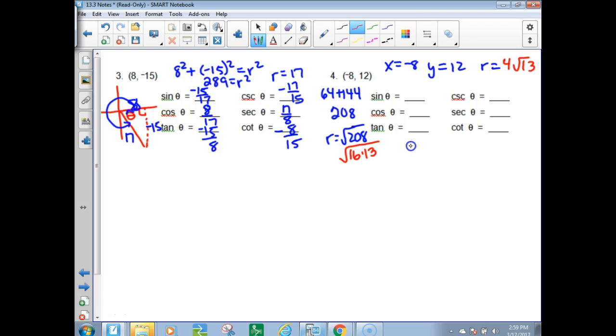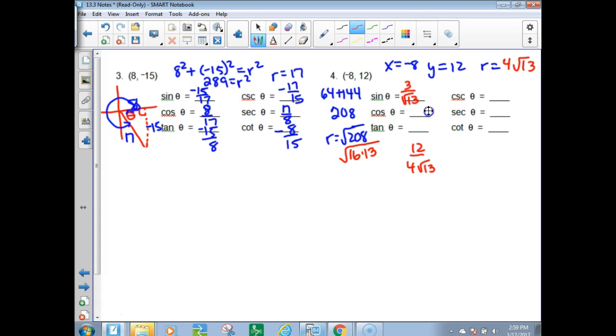All right, now, before you write anything in these blanks, let's do the sine below here to give you a little bit of an idea of how to simplify it. There's a bunch of room down here on that side of your paper. All right, sine is y over r, so that would have been 12 over 4 root 13. Now, let's reduce this first, okay? 4 goes into 12 3 times. So this would be 3 over the square root of 13.